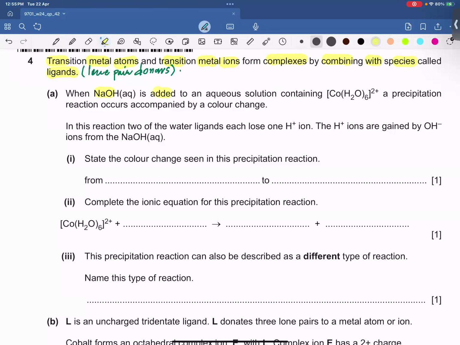When NaOH is added to an aqueous solution containing cobalt-2 ions, a precipitation reaction occurs accompanied by a color change. This cobalt-2 ion has a blue color. When it is treated with NaOH, a bluish pink precipitate is formed. In this reaction, 2 of the water ligands each lose 1 hydrogen ion. The hydrogen ions are gained by hydroxide ions from the NaOH.